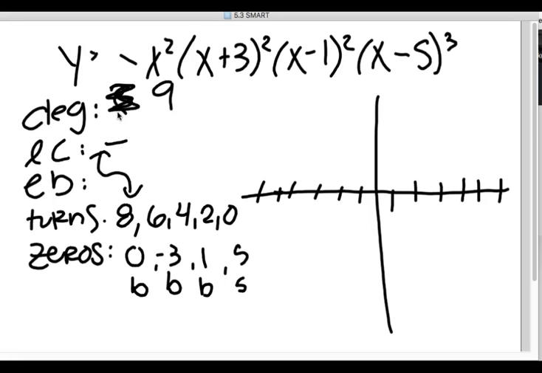Perfect. When you sketch, what goes down first? Your zeros. And then look at your end behavior. When I start drawing this, where does my pencil start? High or low? High. When I hit -3, what do I do? Bounce. When I hit 0, what do I do? When I hit 1, what do I do? When I hit 5, what do I do?